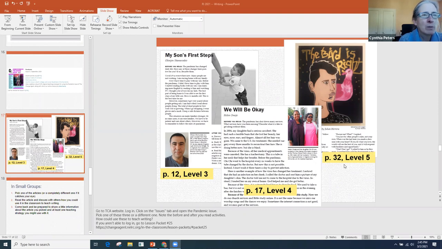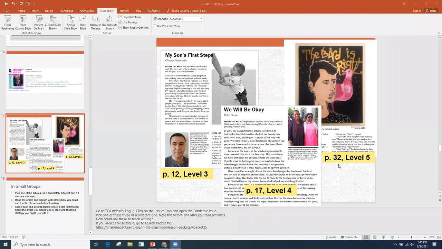And if one of those looks interesting to you, you could read it and read the activities that go with it. And then just come back and talk about what looks interesting to you, what looks appealing, what would you do in the classroom with it? How would you use it to teach writing?